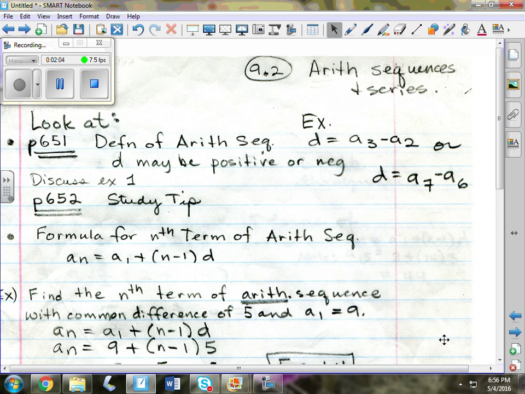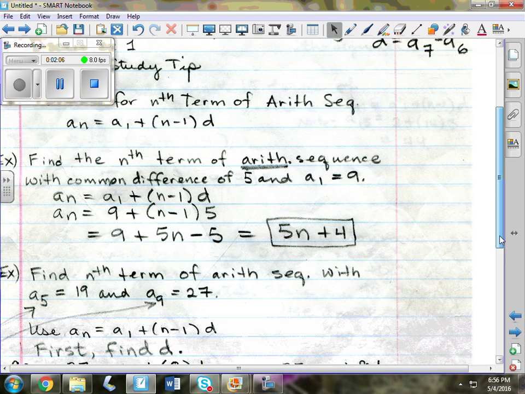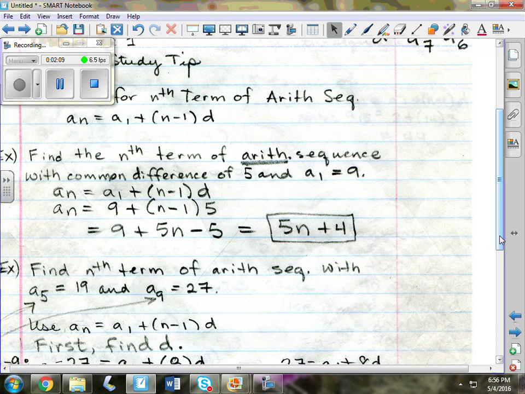Let's find the nth term of an arithmetic sequence. And again, remember, this is only good for arithmetic. We'll also look at geometric ones later. Find the nth term of an arithmetic sequence with a common difference of 5 and a sub 1 equals 9. So here's our formula. A sub n is a sub 1 plus n minus 1 times d. We're going to substitute in the common difference of 5, and the first term is 9. And we're going to distribute this and simplify. So a sub n is 5n plus 4. So it's just a formula for any term in that sequence.